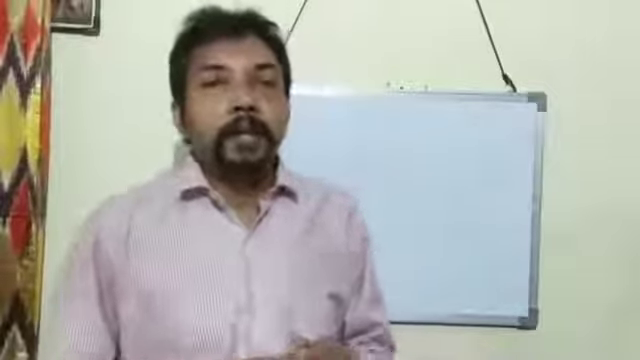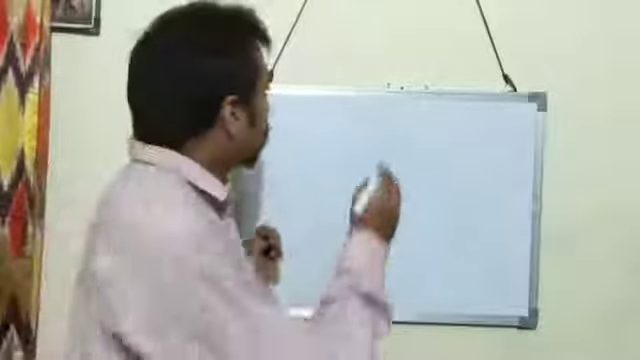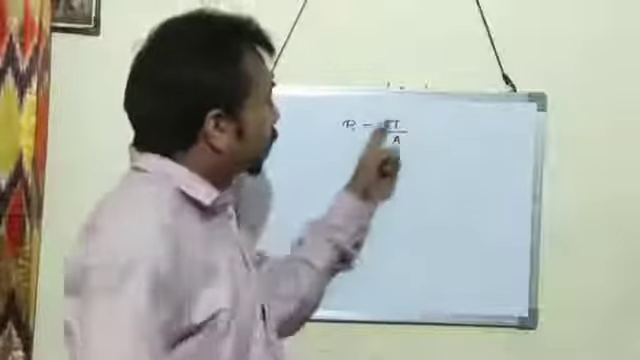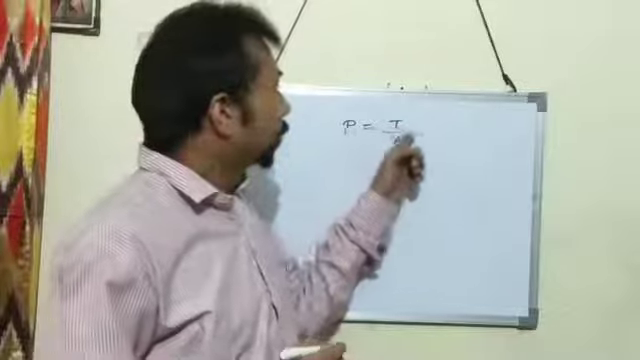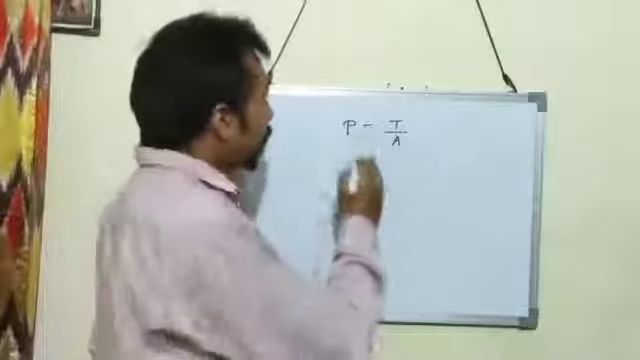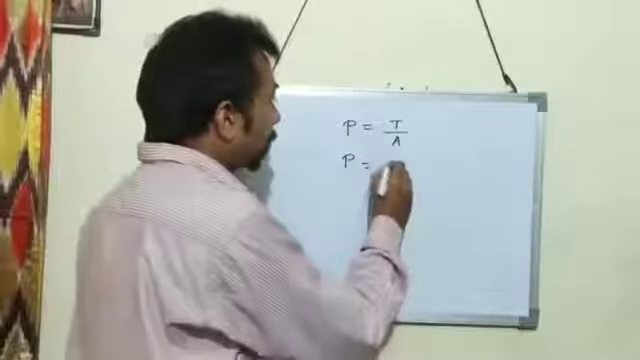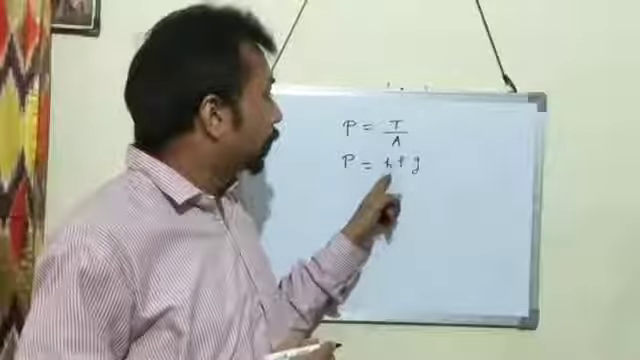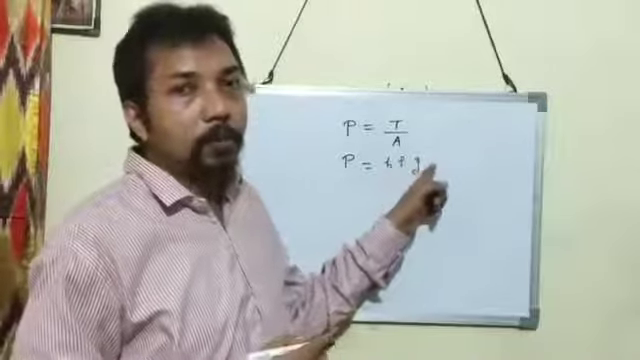Now we will do the numericals of this chapter. The important formulas needed are: pressure is equal to thrust upon area. When thrust and area are given, we can find pressure by this formula. The pressure of a liquid column can be calculated by the formula h rho g, where h stands for the height of the liquid column, rho stands for the density of the liquid, and g stands for acceleration due to gravity.